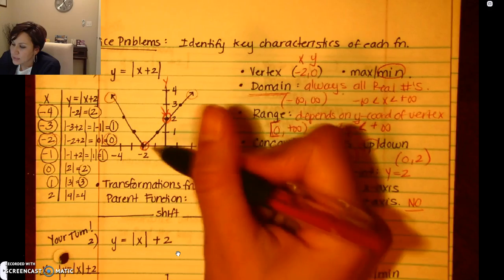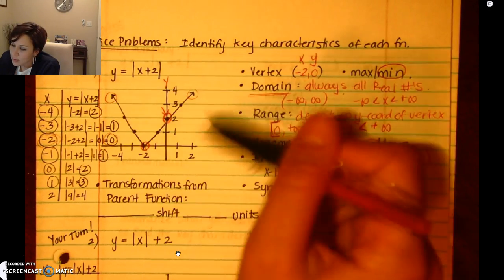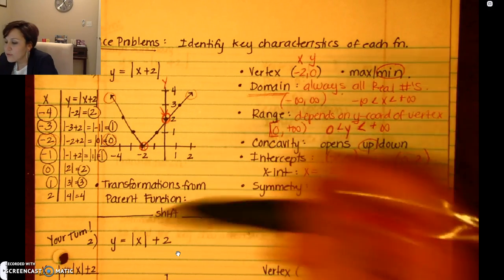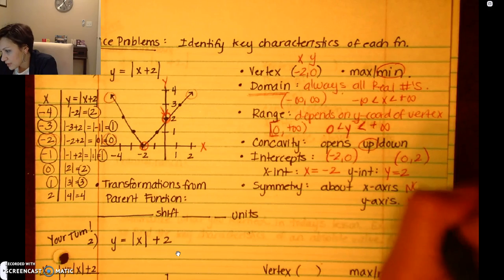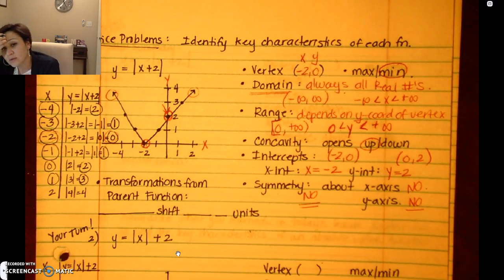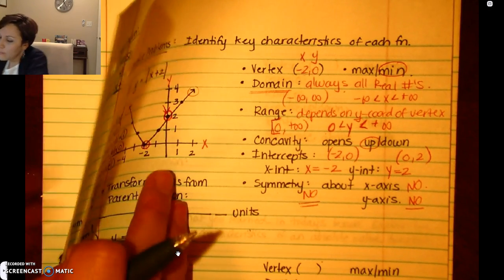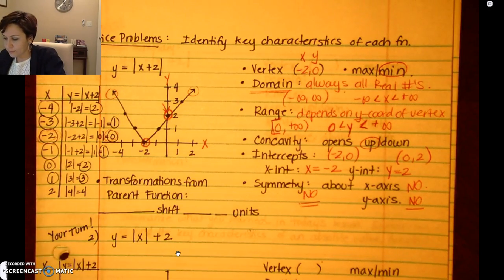And then, is it symmetric about the x-axis? Is the section up here on the top, if I reflected it over the x-axis, does it look the same? And it doesn't. So there is no symmetry about the x or the y-axis. Okay, if you look at your original function, which was absolute value of x, you want to compare that to your new function, which you just graphed.